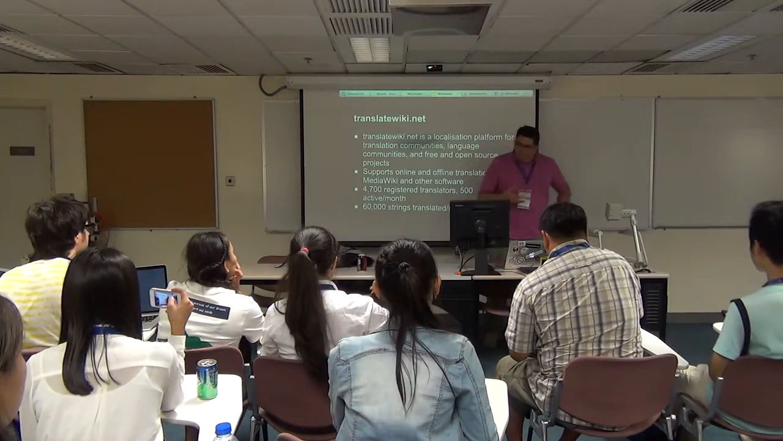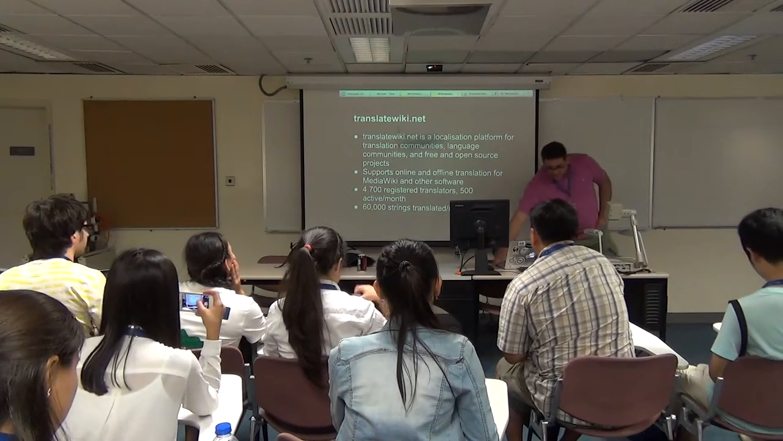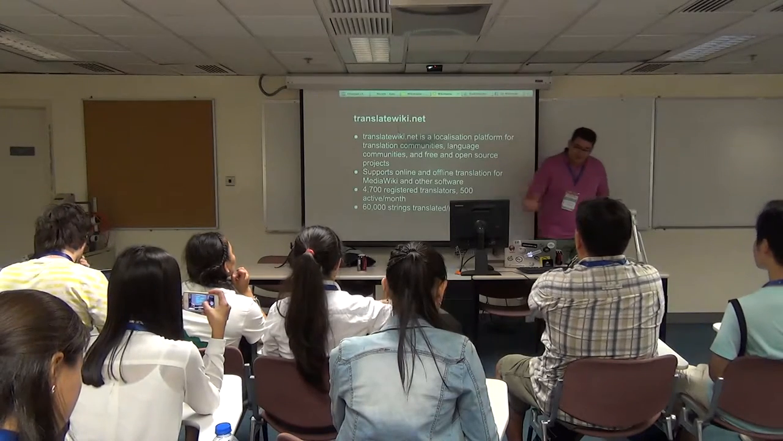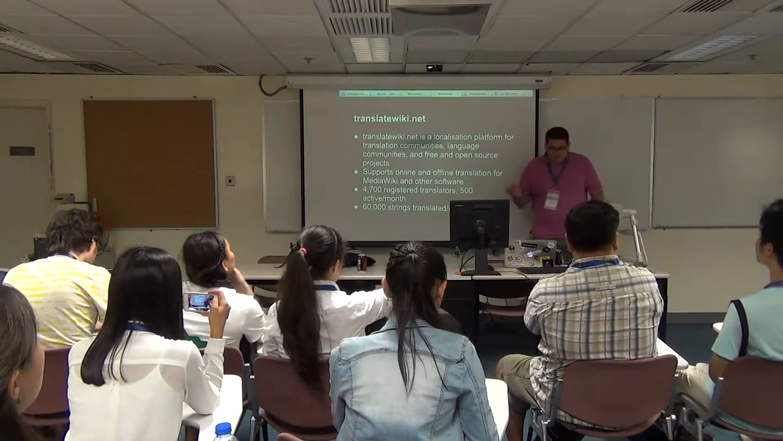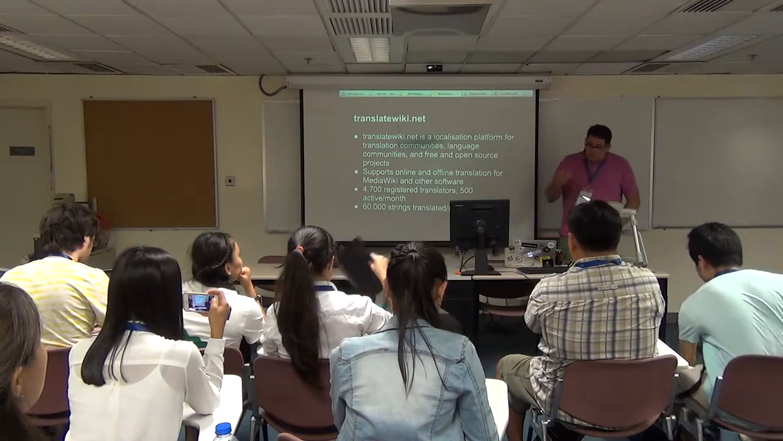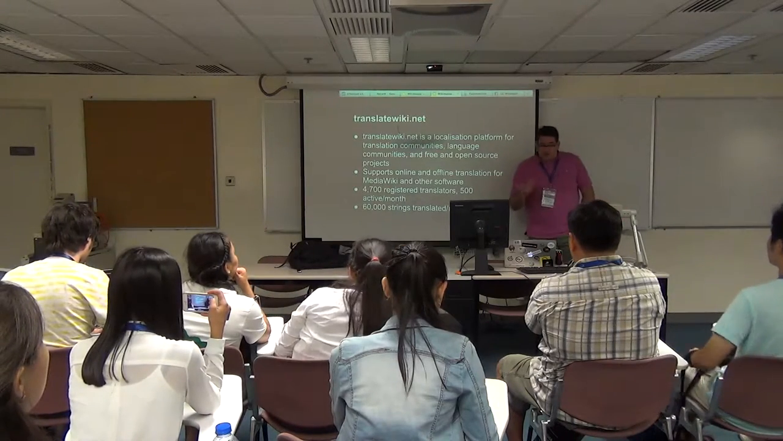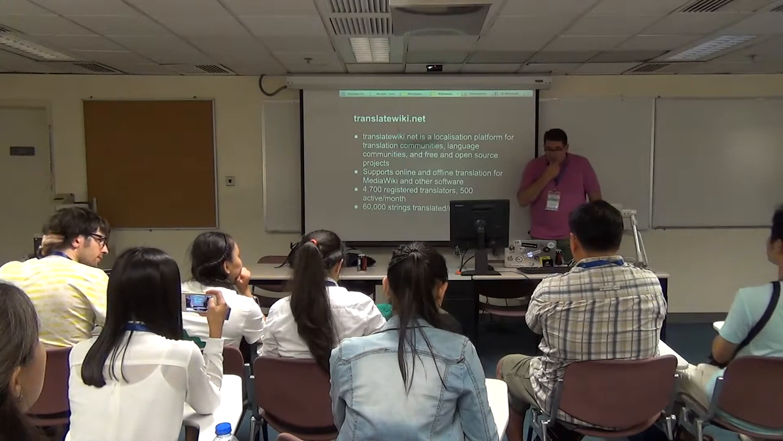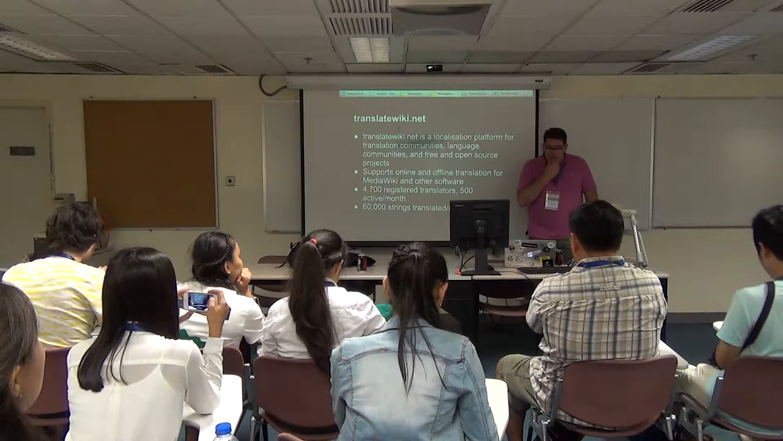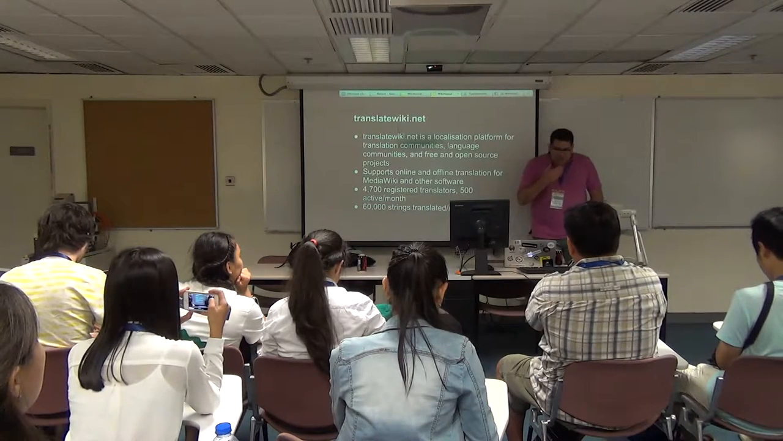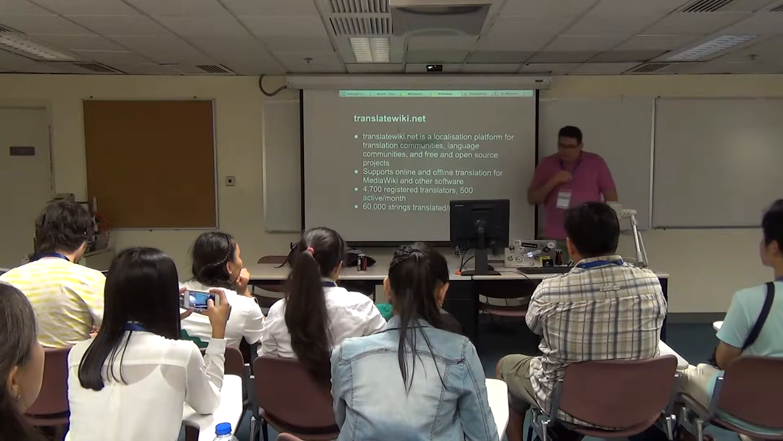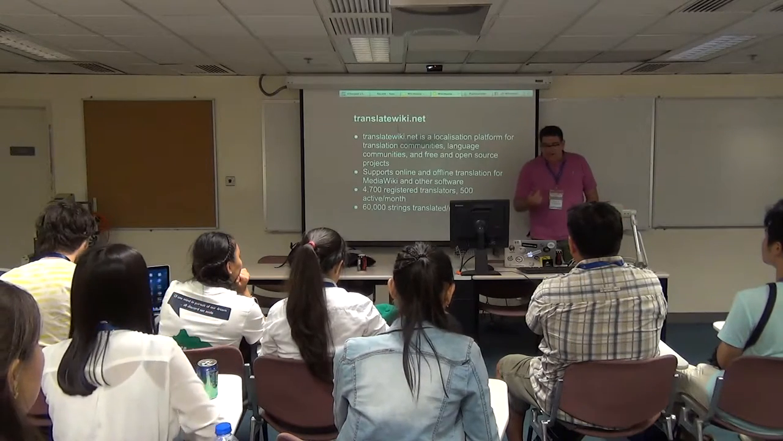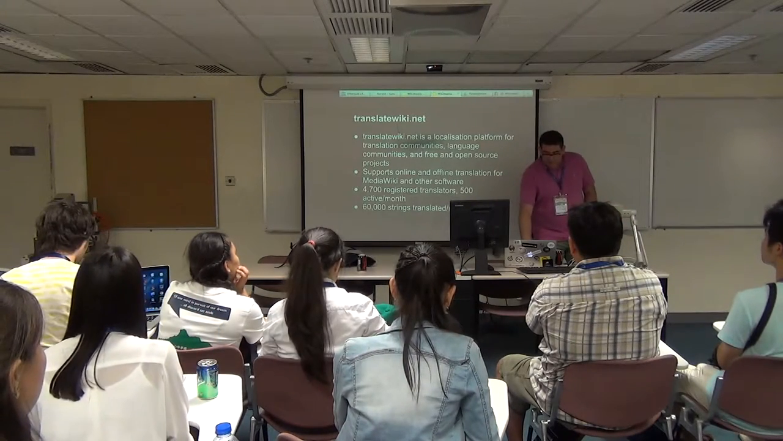So, in the introduction of translatewiki.net, translatewiki.net is a localization platform for translation communities, language communities, and free and open source software, free and open source projects. It supports online and offline translation for MediaWiki and other software like OpenStreetMap, and some 15 other open source projects. We have, I think these are all numbers, around 5,000 registered translators. About 500 of them are active every month, and they make about 60,000 translations every month.